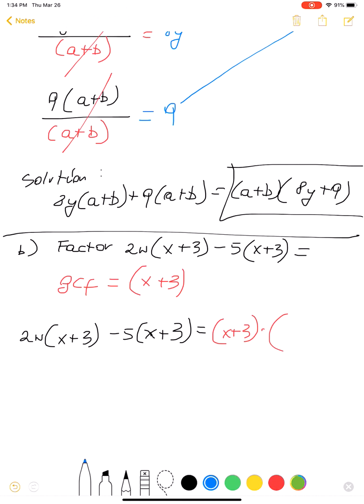So technically, look what happened. X plus 3 repeats. We already have that in front of the parentheses, so inside you just put 2w. X plus 3 I already factored, so what is left? Negative 5. That goes inside the parentheses. So this is the solution.